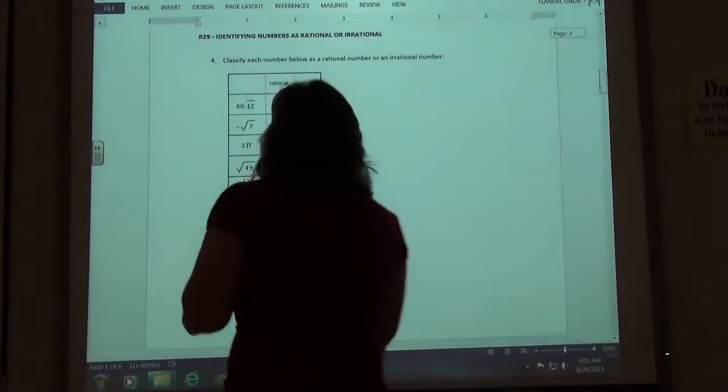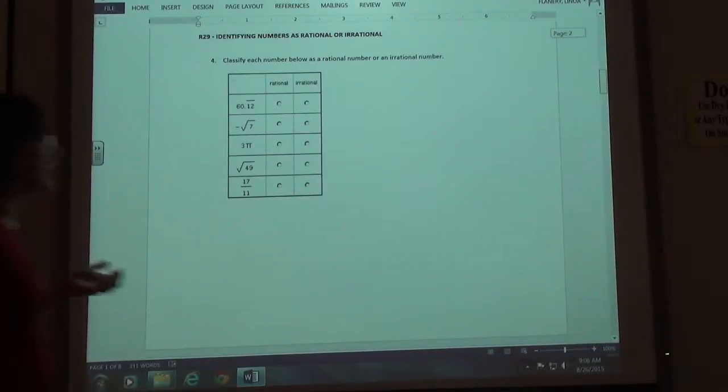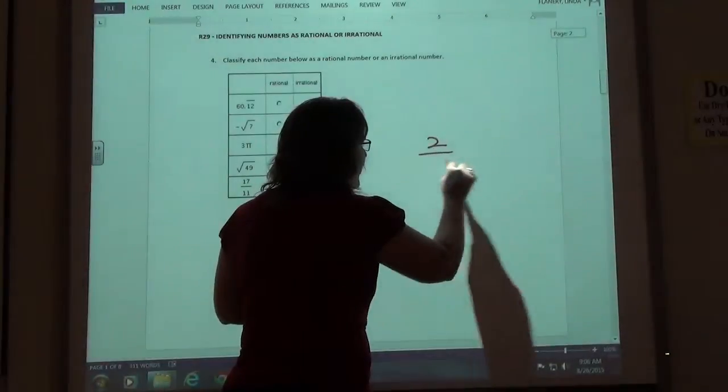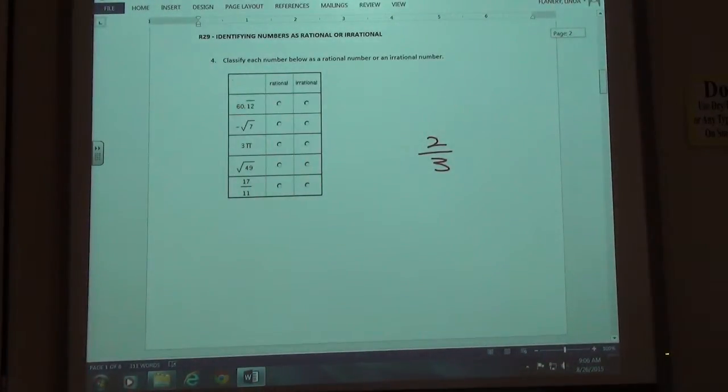4, 5, and 6 are identifying numbers as rational or irrational. A rational number technically is any number that you can write as a ratio of two numbers. Well, a ratio of two numbers looks like this. To me, I call that a fraction. So, a rational number is anything you can write in the form of a fraction.